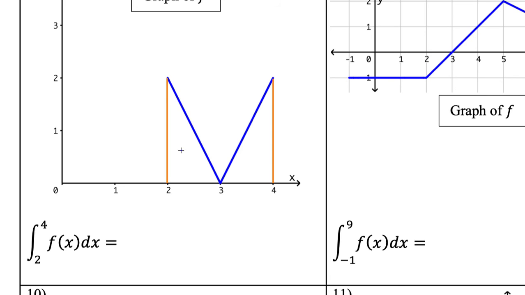And then divide by 2 to get the triangle, so it's going to be an area of 1. This is also an area of 1. 1 plus 1 is 2.